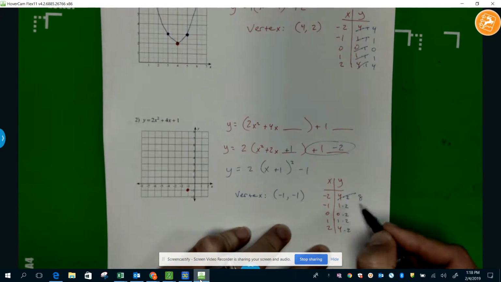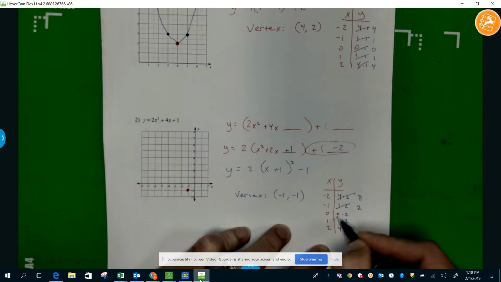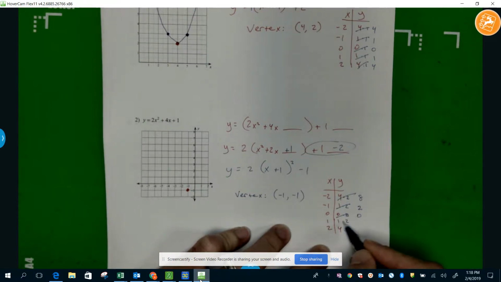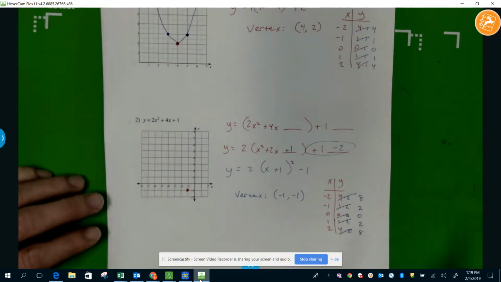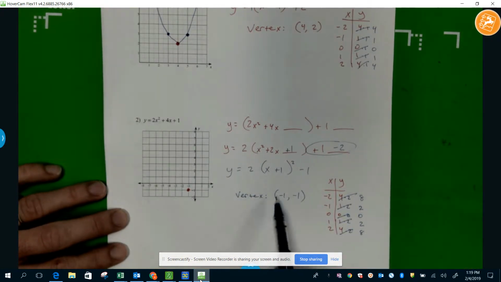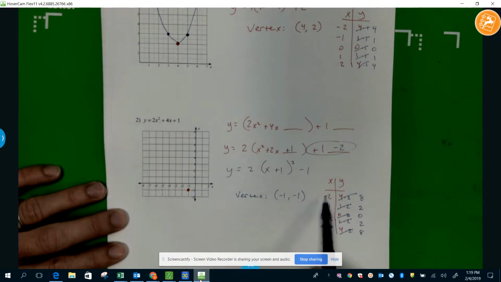4 times 2 is 8. 1 times 2 is 2. 0 times 2 is still 0. 1 times 2 is 2. 4 times 2 is 8. So now from my new vertex, I'm going to go left 2, since that's the X value, -2, left 2, and I'm going to go up 8.